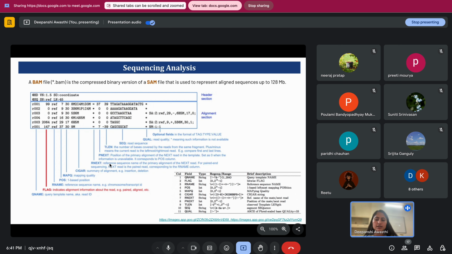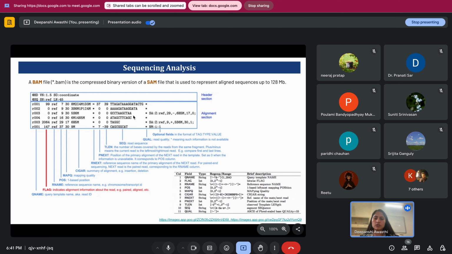Then RNEXT will give you the reference sequence name of the primary alignment of the next read. Then PNEXT, TLEN, which will give you the number of bases which are covered by the reads from the same fragment. Then the sequence information will be given, and its quality will be given. If the read quality information is available then it will tell you about that, if not available then a star will be given. And there are some optional fields. If you have some more information, then in the optional fields you will find it.